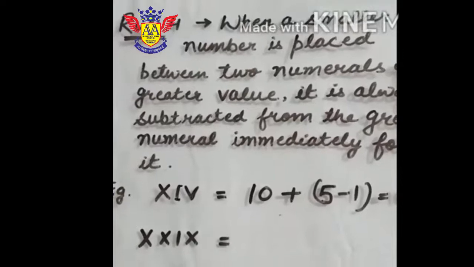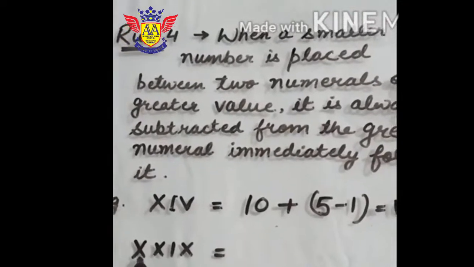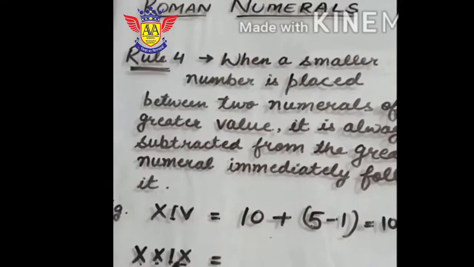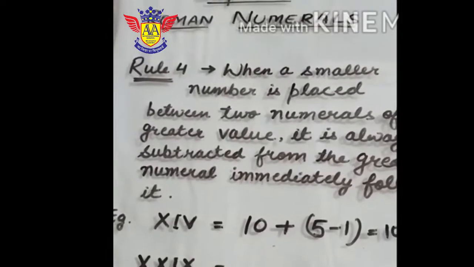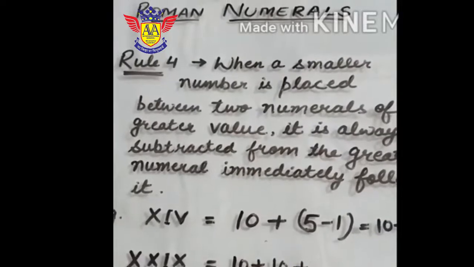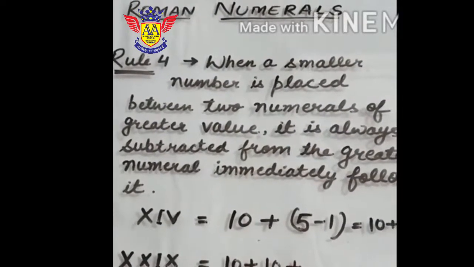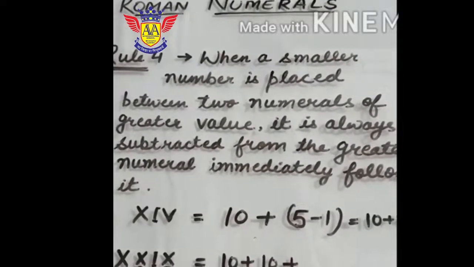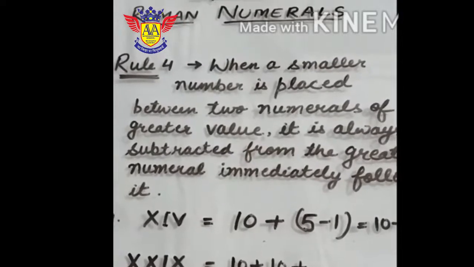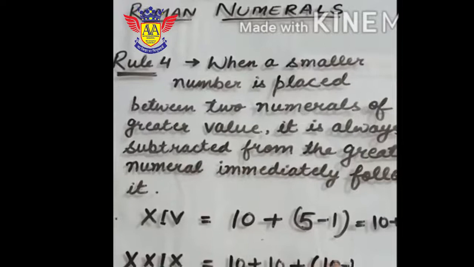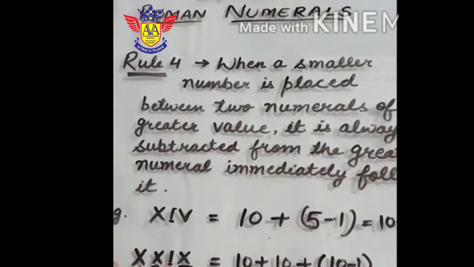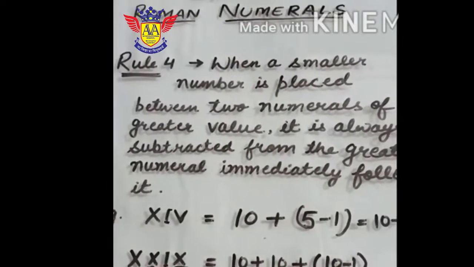Now see one more example. Here it is X, I and X. I is written in between the two greater numerals. So what will we do? 10 plus 10 plus, I is written in between two numerals and will be subtracted from the greater numeral immediately following it. This X is the numeral which is immediately following it, just after this. This is 10 minus 1. The answer will be 10 plus 10, 20, plus 10 minus 1, 9. This becomes 29.